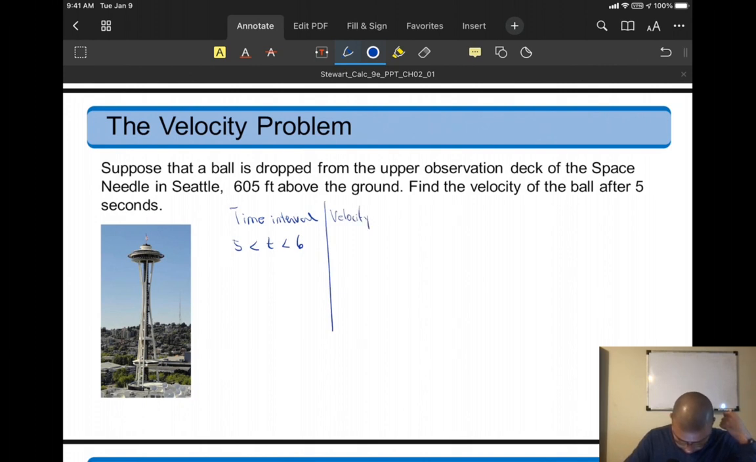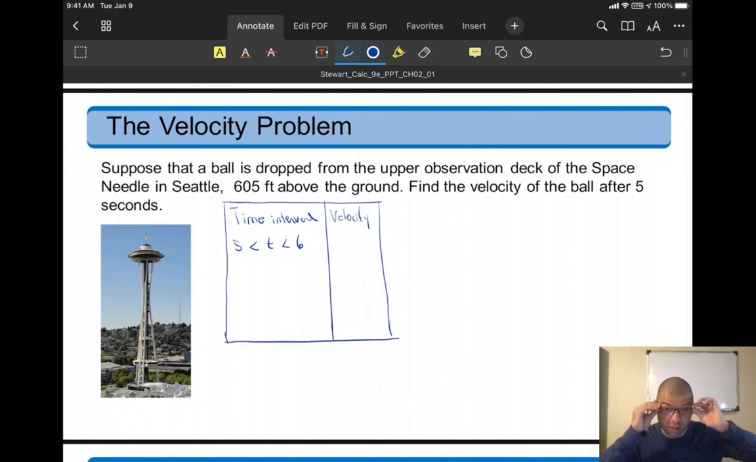So let's see what we can do with that. Make a table. I just chose 5 and 6. I could have chosen 5 and 4 if I wanted. I could have chosen 4.5 and 5.5, because what I'm doing is trying to get closer and closer, a very small interval, very close to 5. Okay, this is what I'm trying to do, following the ideas from before. So what's the average velocity here?